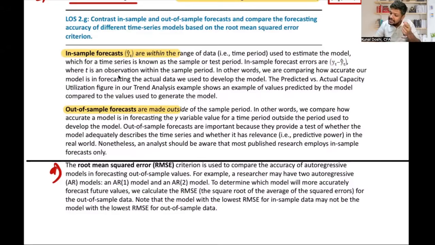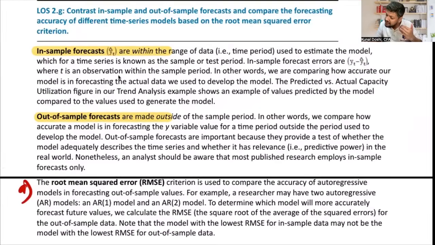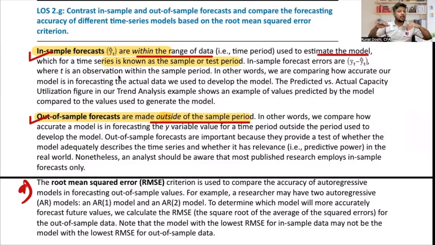First of all, what is in sample forecast? In sample forecasts are within the range of data used to estimate the model, for which the time series is known, as the sample of the test period. What is the difference here? In sample are within the range of data, and out of sample are outside the sample period. That's the only difference. So in sample means we are testing within the range of data, and out of sample is when we are going outside the range. I'll explain that, right?